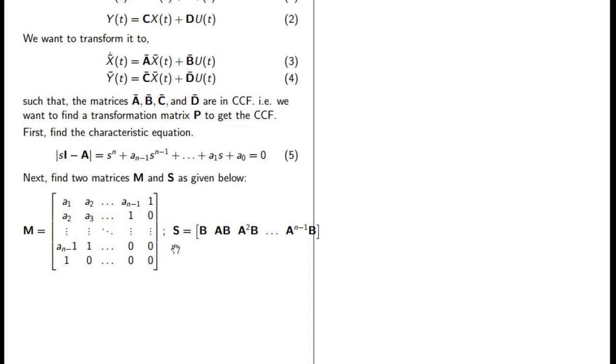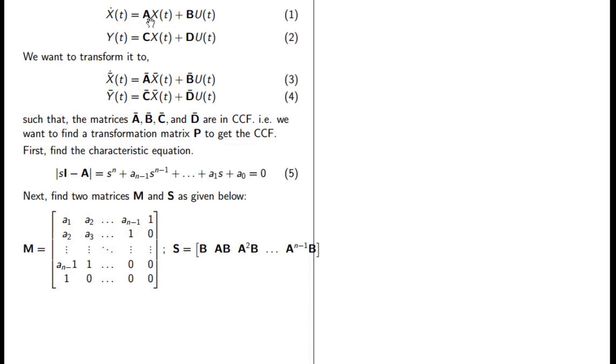Then you have to form another matrix S. The S matrix has to be formed from the B matrix and A matrix in the original state space equation. B is going to be a column vector. So you'll put a column vector here, and then you'll multiply that column vector by the matrix A. Again, you'll get another column vector here, and you have to keep on doing like this. And the number of columns you will be getting will be equal to the order of the characteristic equation or order of the system.